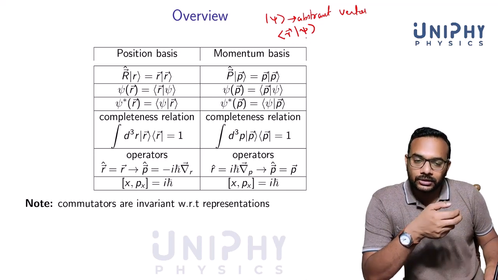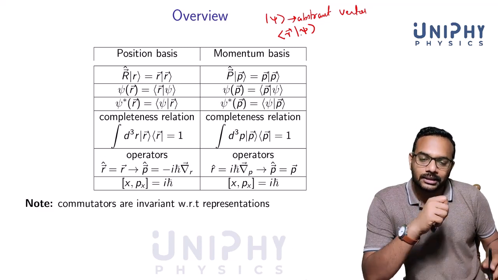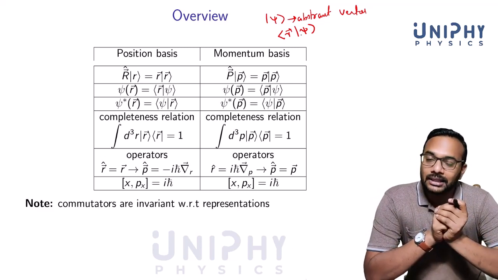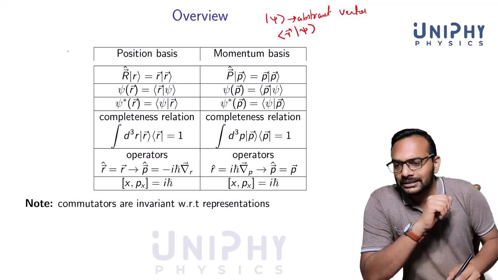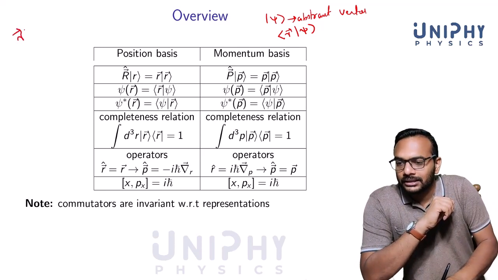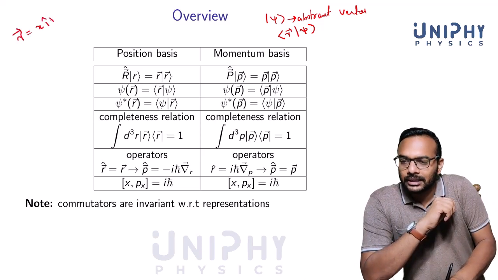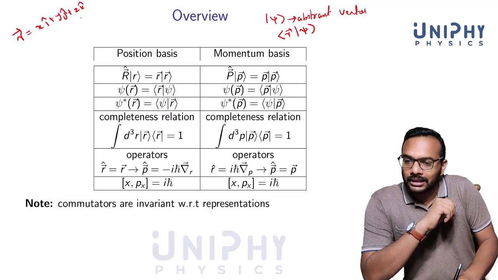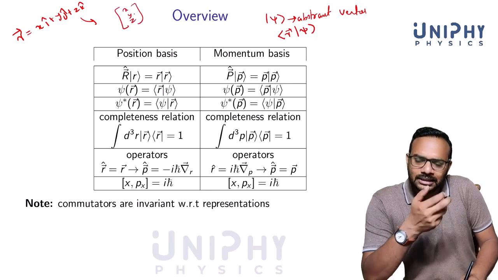This can be called the projection of psi along the position eigenvector r vector, or along the basis r vector. It's just like saying this. In three-dimensional vector space, you have xi plus yj plus zk, for example, so you can write this vector as a column vector xyz. But the logic is the same, right?